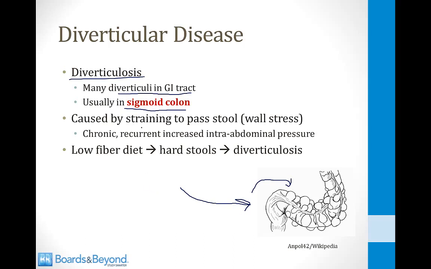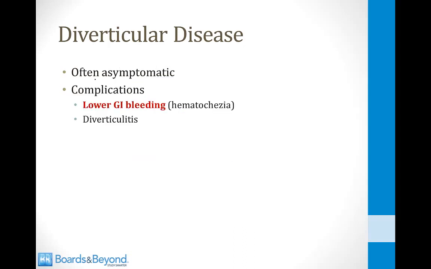And diverticulosis is caused by straining to pass stool. When you bear down to pass hard stool, you create wall stress that can pop the submucosa and mucosa through a weakening in the muscular layer and form these pouches. It's caused by chronic recurrent increased intra-abdominal pressure. And this usually occurs in people who don't eat enough fiber in their diet. They have a low fiber diet, they have hard stools, and they are chronically straining to pass the stools, and this leads to diverticulosis. Most patients with 1 or more diverticula are asymptomatic and don't know they even have the problem.